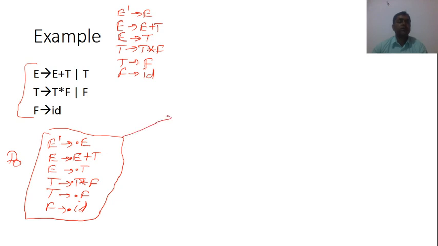From the I0, just read each and every symbol. Here I can read E. When you read E, what will be the answer? E prime derives to E dot, and here also I can read E because I am getting dot E, so it will be E derives to E dot plus T. Now you can see there is no symbol after dot, I cannot add anything here. Here after dot I am getting a terminal, so I cannot add anything. So this becomes our I1.